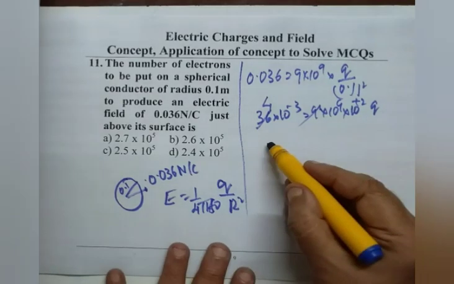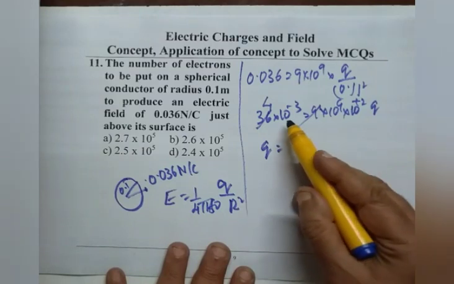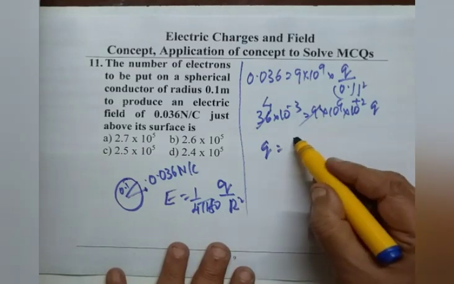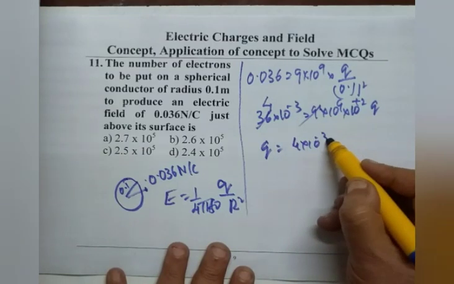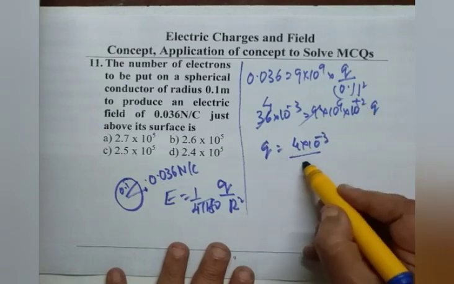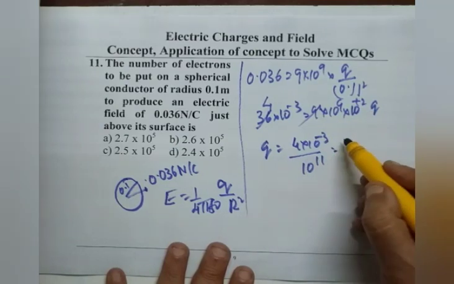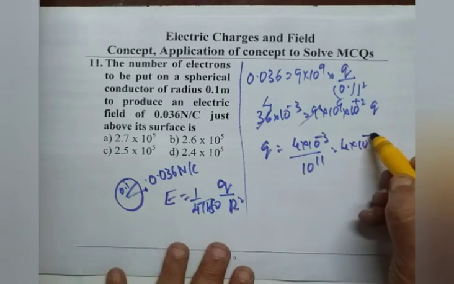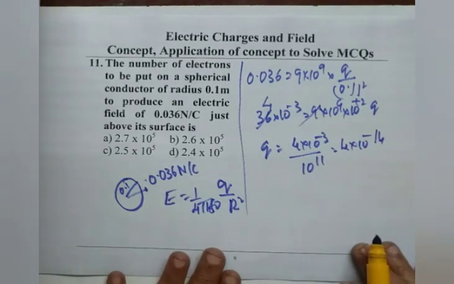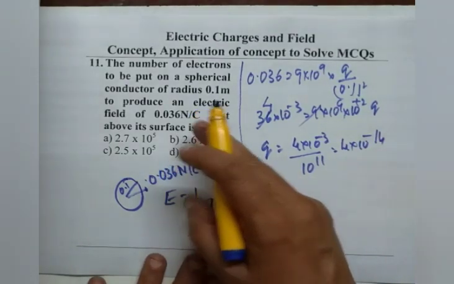So we go for it. Q equals then 4 into 10 raised to minus 3, in the denominator 10 raised to 11. So 4 into 10 raised to minus 14. But we are asked to calculate the number of electrons.